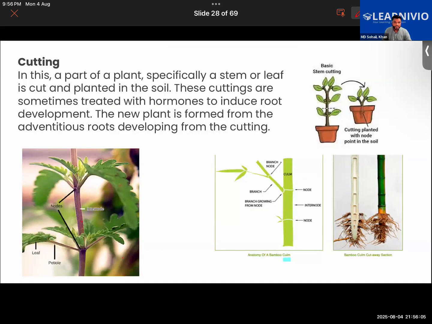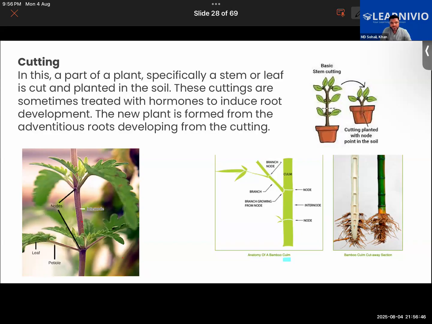So the first one is cutting. Cutting is a method in which a cutting from a plant is taken. You take a cutting of the stem, you plant it in the soil, and then a new plant will grow out of it. Ibrahim, read the paragraph. Cutting: in this, a part of a plant, specifically a stem or a leaf, is cut and planted in the soil. These cuttings are sometimes treated with hormones to induce root development. The new plant is formed from the adventitious roots developing from the cutting.